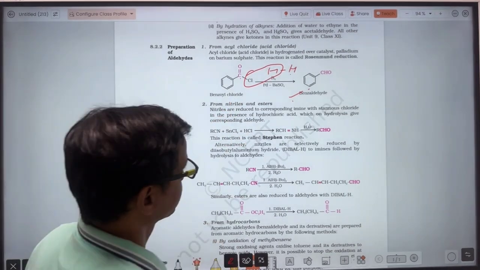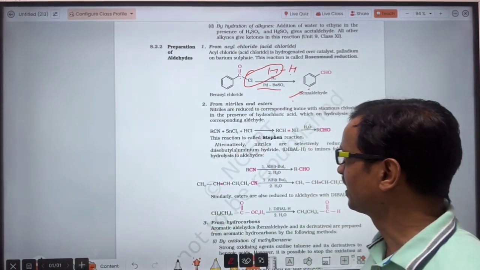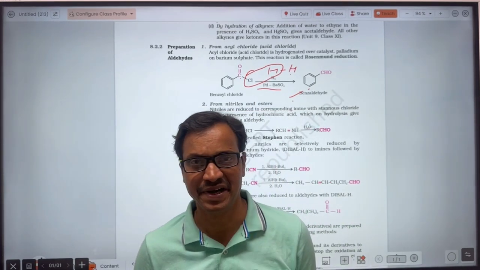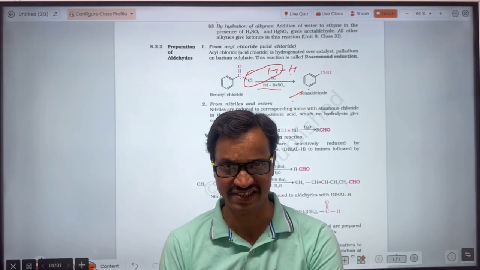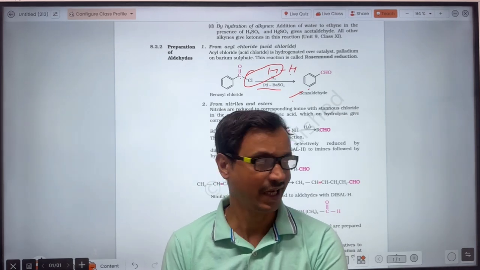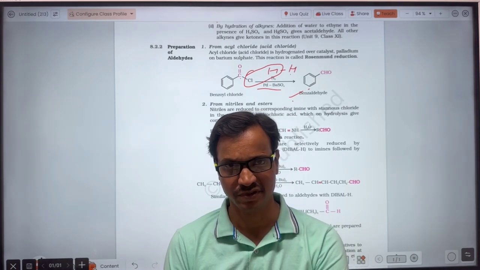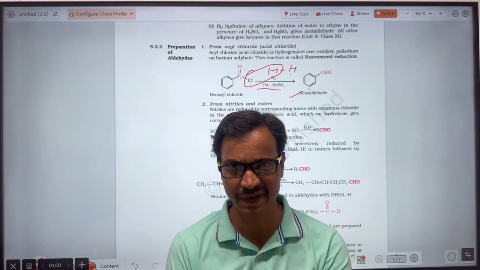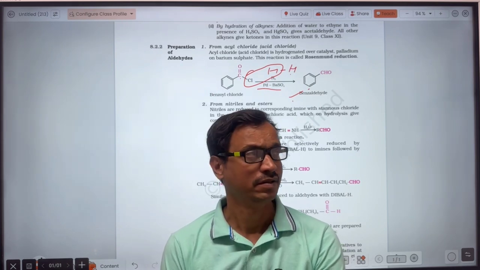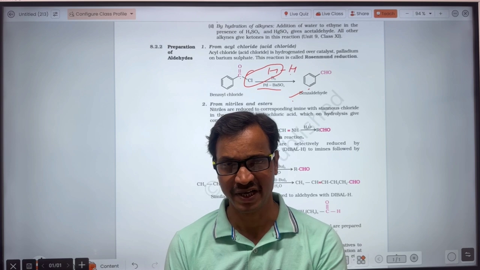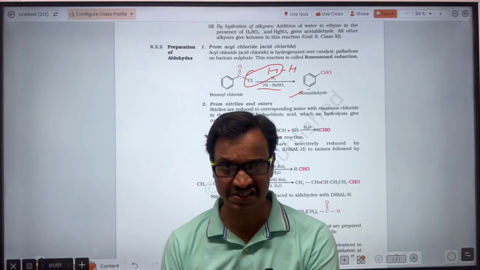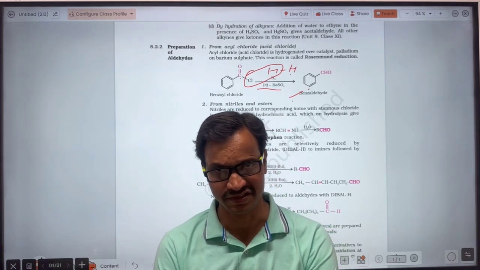The catalyst used in Rosenmund reduction is palladized BaSO4, palladized barium sulfate. Keep in mind, when you have to write the name reaction in 12th, you will have to write palladium BaSO4. In the CUET examination, there is a high probability of a question asking what catalyst is used in the Rosenmund reduction. So palladized BaSO4 is used as catalyst in Rosenmund reduction.